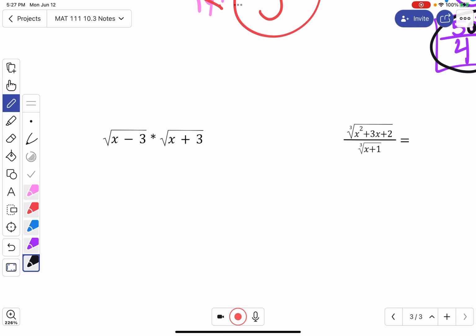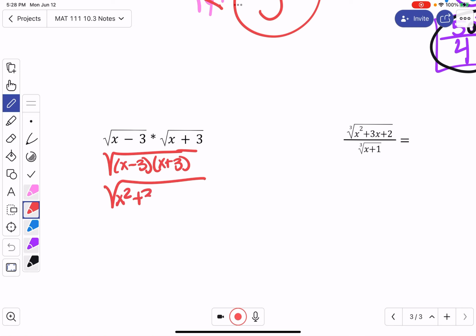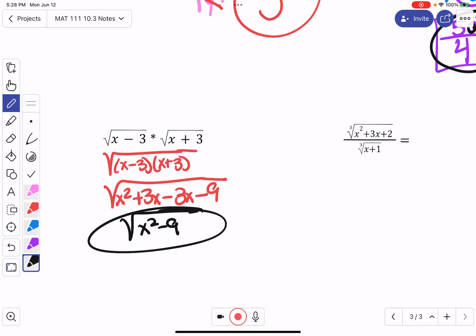Okay, here we have the same radicals, so we're going to multiply. X minus 3 times x plus 3. If I FOIL this, I get x squared plus 3x minus 3x minus 9. Combine like terms, x squared minus 9. And that's all I can do. There's no way to reduce anything else.